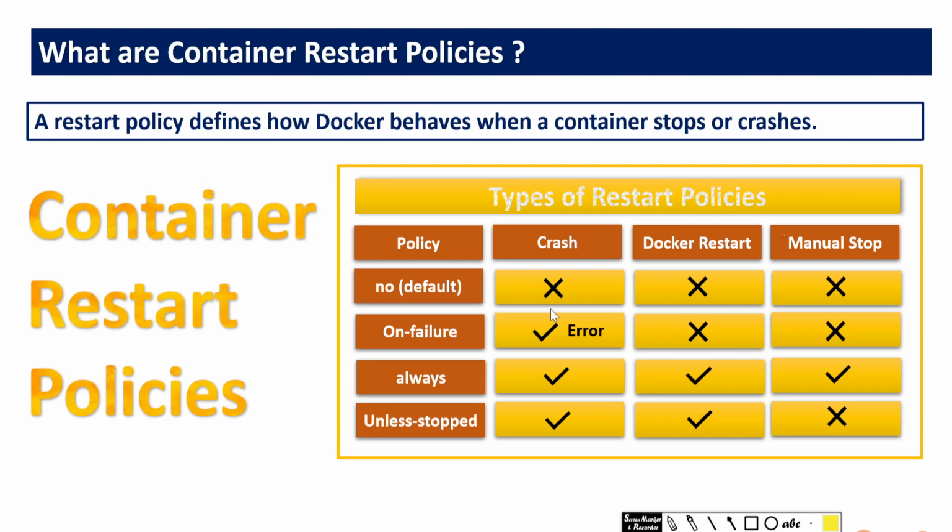The second policy is on-failure. On-failure means if your container crashed and the status code is non-zero, then only your container will be restarted, else not. And if you restart the Docker engine, the container will not start. If you manually stop the container, then the container will not start. This is what on-failure is.